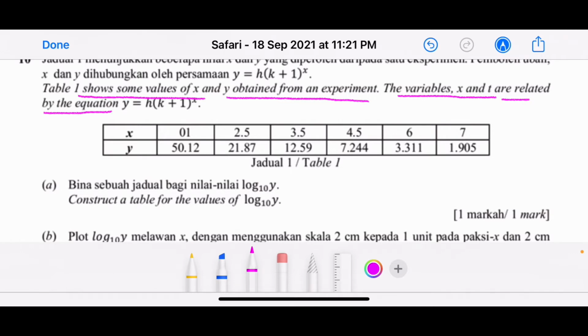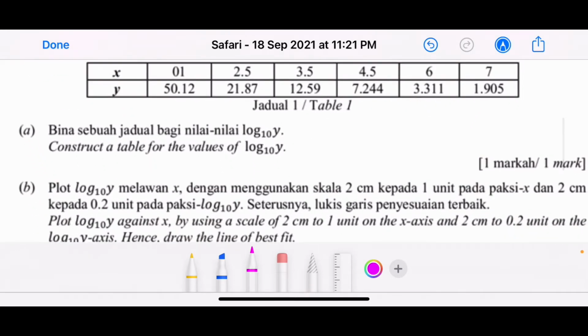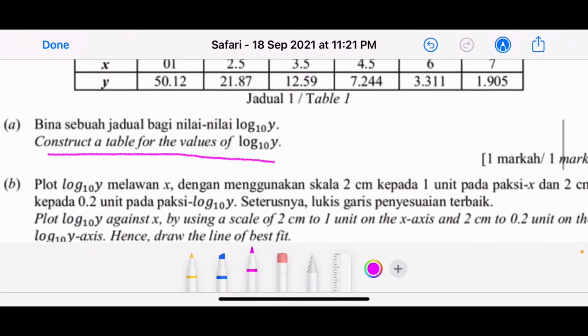y is equal to hk plus 1 to the power of x. The variables x and y are related, whereby h and k are constants. The question should mention h and k are constants. So now we are asked to construct a table for values of log 10 y. Now let's construct a table.